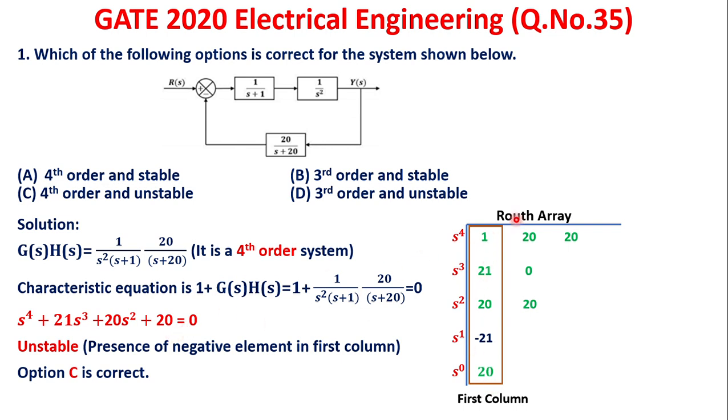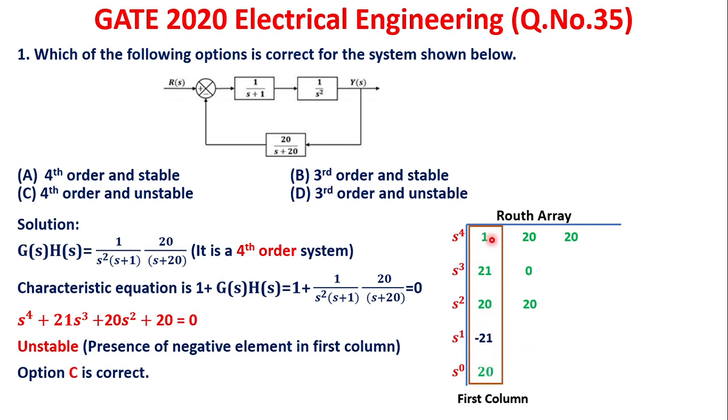So let us investigate the characteristic equation further by forming the Routh array. For the Routh array, we write the s power 4 coefficient, s square coefficient, then the constant coefficient: 1, 20, 20. Alternately, we write the remaining elements in the next row. The s square row is 21 into 20 minus 1 into 0 divided by 21, that is this 20. And this 20, how we got? 21 into 20 minus 1 into 0 divided by 21, so that is 20. Then 20 into 0, 0 minus 21 into 20 divided by 20 minus 21 is 20.